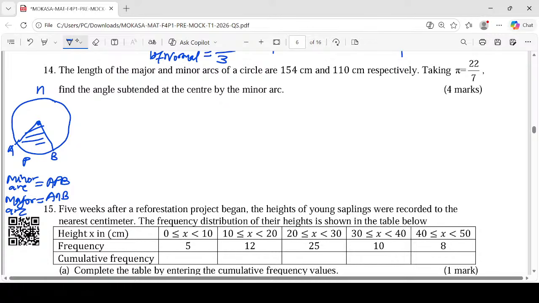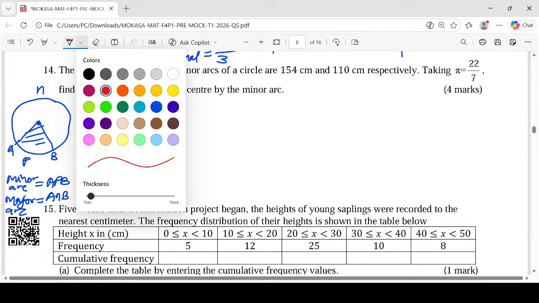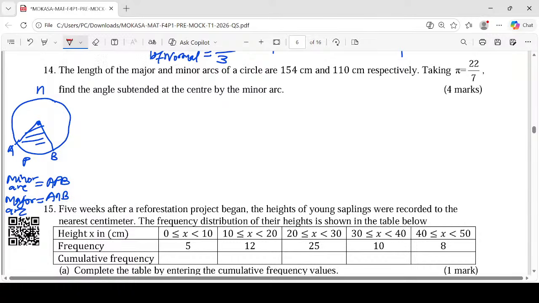So the secret I can show you learners here is, I can say, let the angle subtended by the major arc be alpha, for example. And the angle subtended by the minor arc, let it be beta. So the major arc subtends an angle of alpha degrees, and the minor arc subtends an angle of beta degrees.